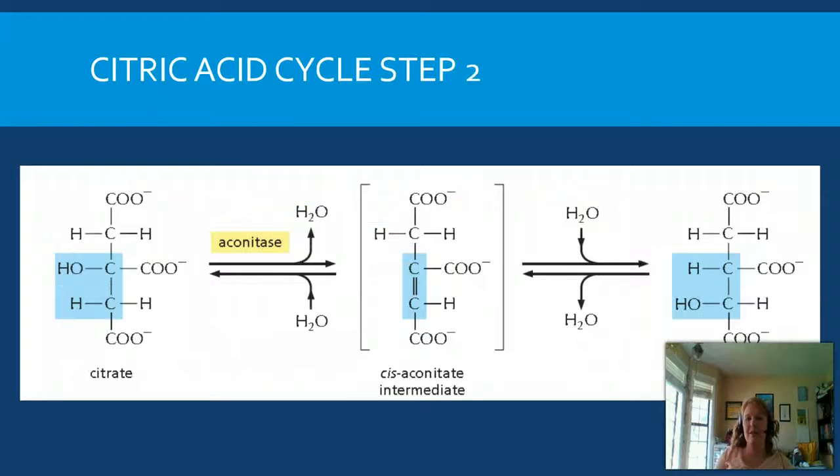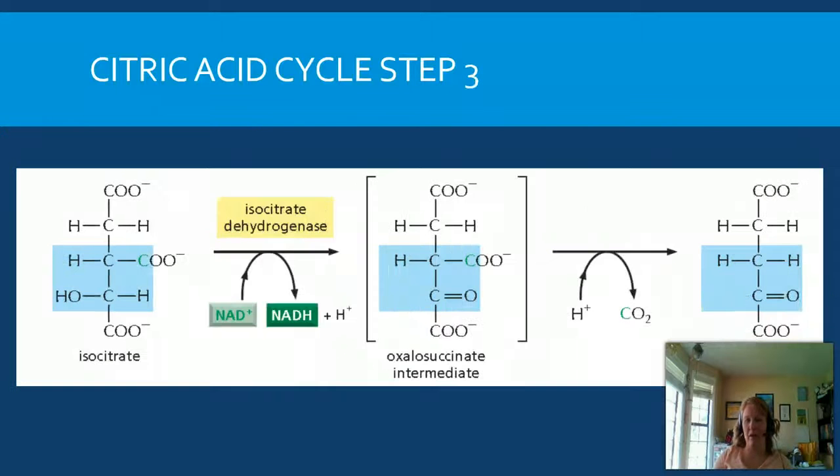Now in the next step, we're going to do some isomerization. And the whole point of this is to prepare the molecules for us to be able to remove some of these high energy electrons. And so the molecule is going to be shuffled around here in step 2. In step 3, this is where we get some of our first NADH produced. As you can see, because of the isomerization, we've shuffled the molecule around, and now the electrons are more easily prepared to come off of the molecule. We also are going to generate some CO2 from this step.